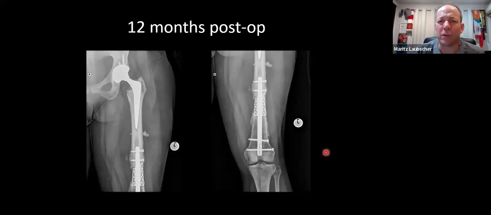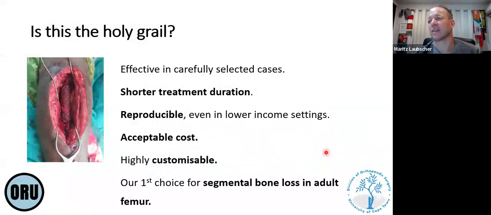Cool. So, again, by no means am I saying this is the solution for everything. It's just another option that you have. It seems to be effective in selected cases at an acceptable cost, and it is really very highly customizable. And for me, it's sort of the first choice in segmental bone loss in adult femurs.